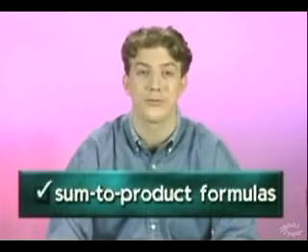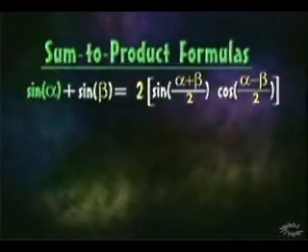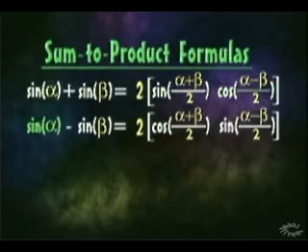Okay, that gives you a taste of product to sum formulas. Now, let's check on the sum to product formulas. The sine of alpha plus the sine of beta equals 2 times the sine of alpha plus beta over 2 times the cosine of alpha minus beta over 2. The second formula is the sine of alpha minus the sine of beta is equal to 2 times the cosine of alpha plus beta over 2 times the sine of alpha minus beta over 2.